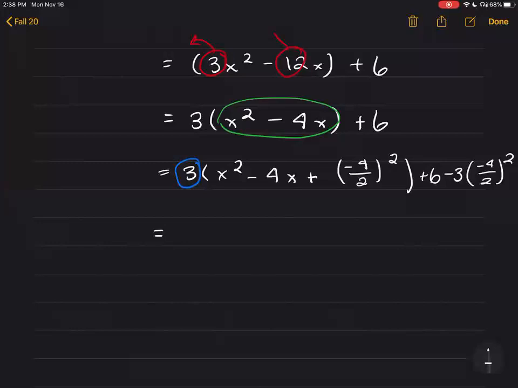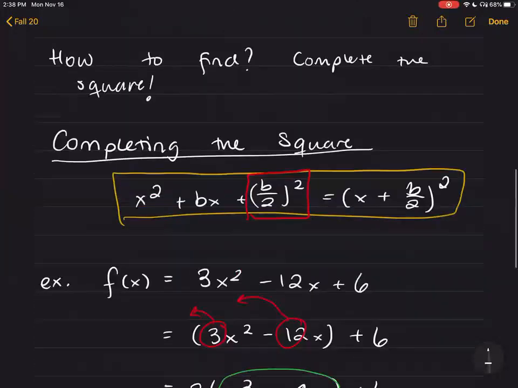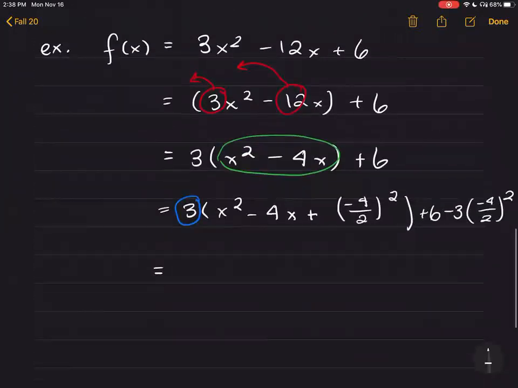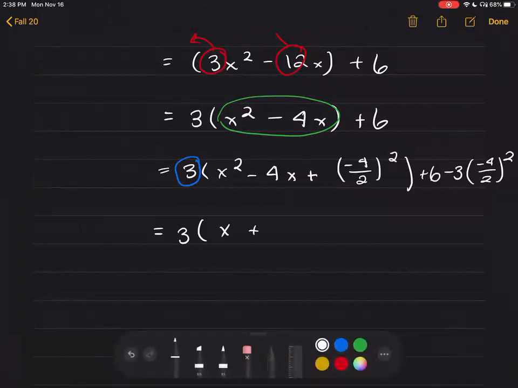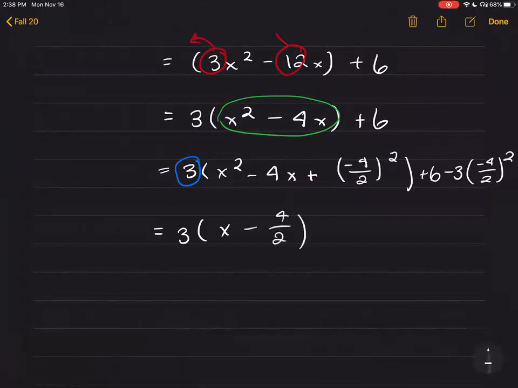So now what we can do is remember our formula up there. It said that we have something like this. We can write it as a perfect square, right? So we made it so that we can do this exact thing inside the parentheses here. So this becomes x plus, sorry, not plus, x minus -4 over 2 squared plus 6 minus 3 times -4 over 2 squared. All right, it's already looking a little bit better.